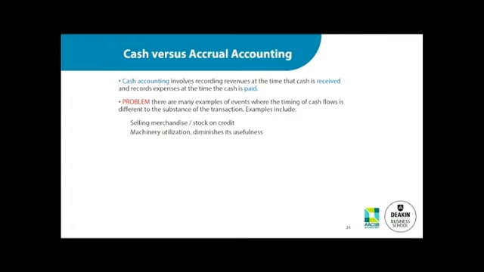Machinery utilizing, diminishing its useful life. We buy a van for our business this year for $20,000 and we expect to use this van for 10 years. Under cash accounting, as soon as we pay for this van, which is this year, we account for $20,000. So this is not an accurate measure of the expense because the van is going to be used over 10 years. It is going to give benefit over 10 years rather than just this year.